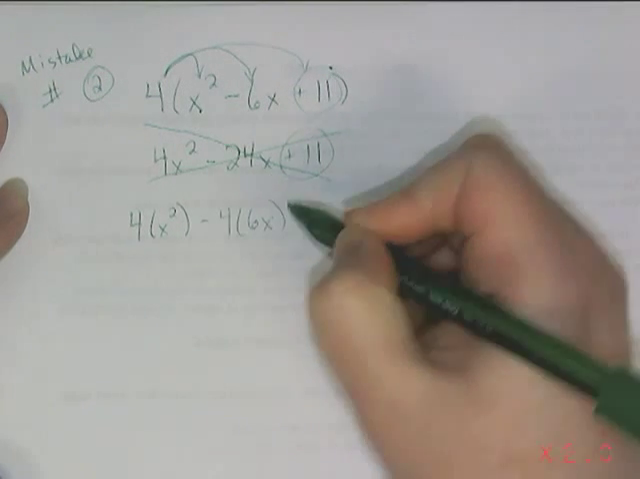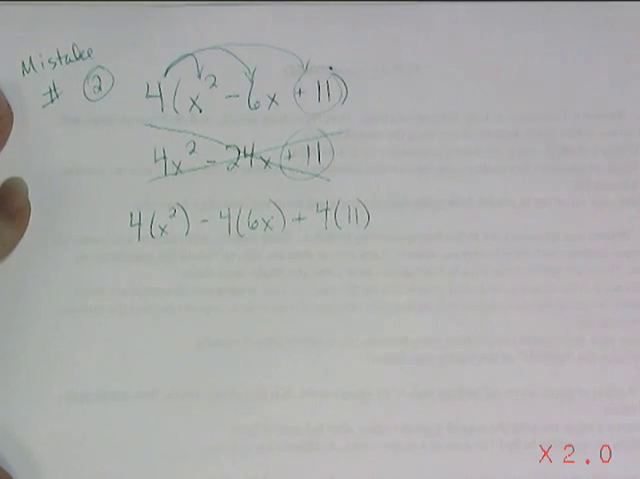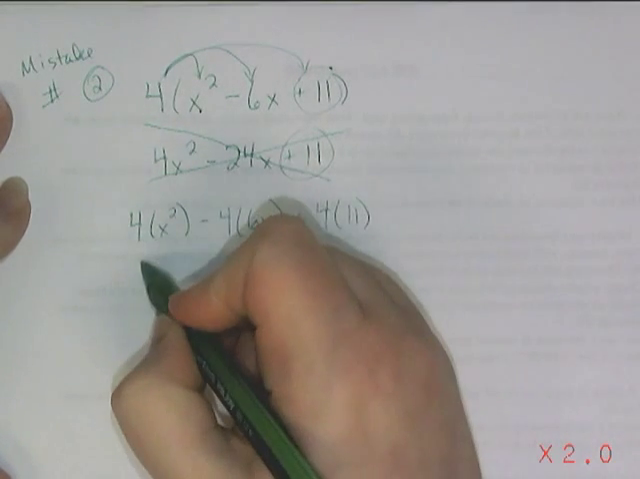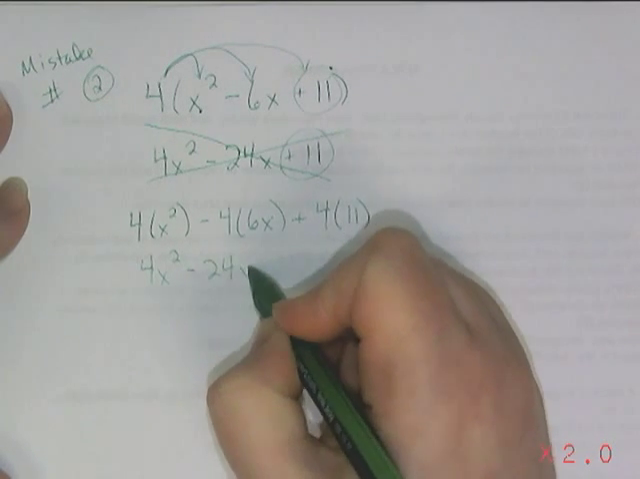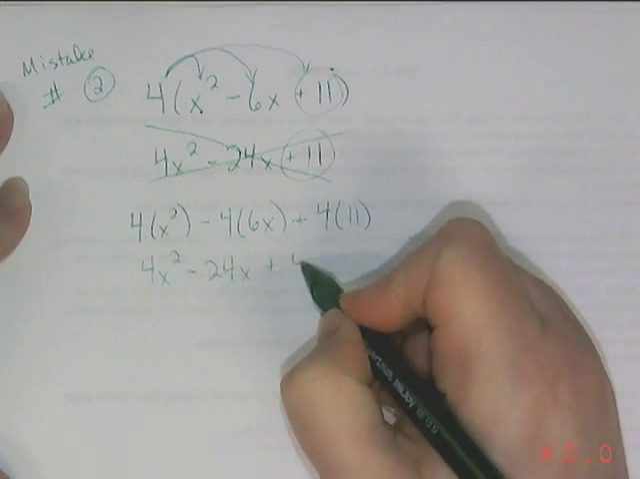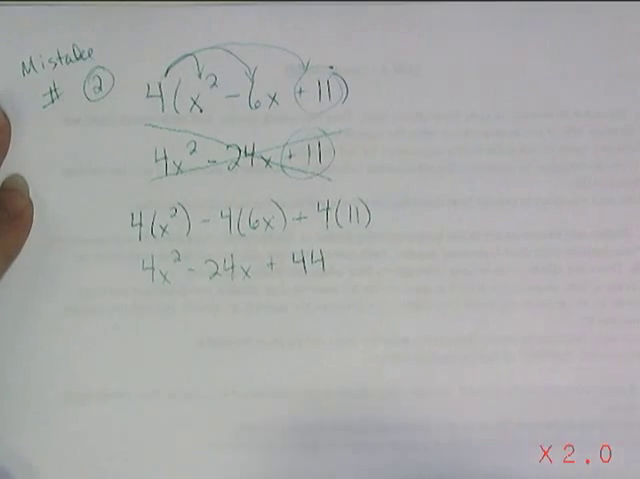I'm not saying that you have to write both every time. Find which way works for you. 4 times x squared is 4x squared, 4 times 6x is 24x, and 4 times 11 is 44. Now we have correctly distributed that 4. Mistake number 3, I'm going to change colors here.